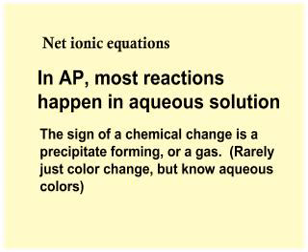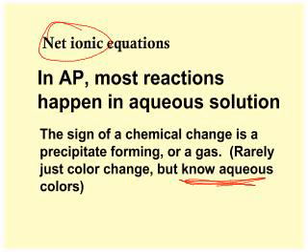Net ionic equations in AP, most reactions happen in aqueous solution. And that means we're going to use net ionic equations, and I'll show you how to do that in a second. The sign of a chemical change is a precipitate forming or a gas. Rarely you have just a color change, but we need to know our aqueous color. So our sign for a chemical change might be that something changes colors.